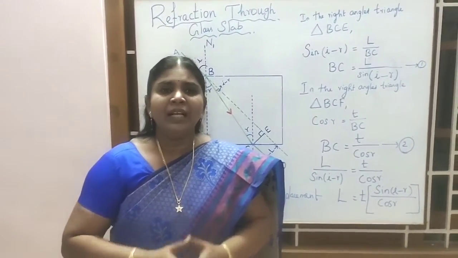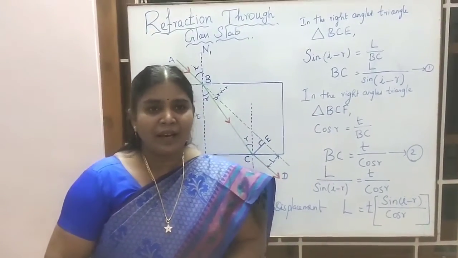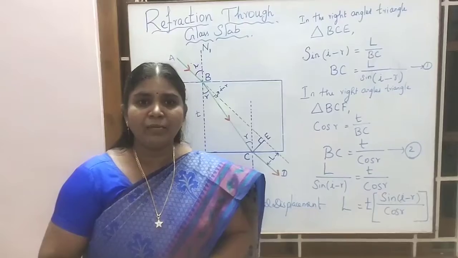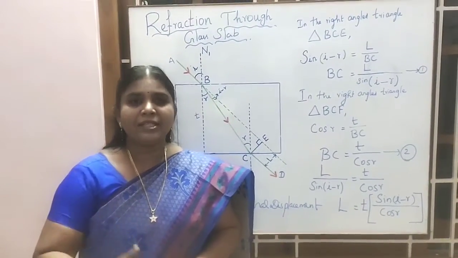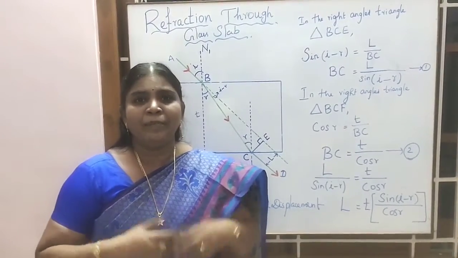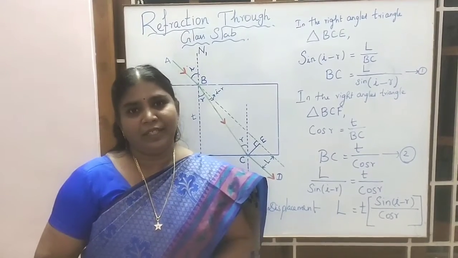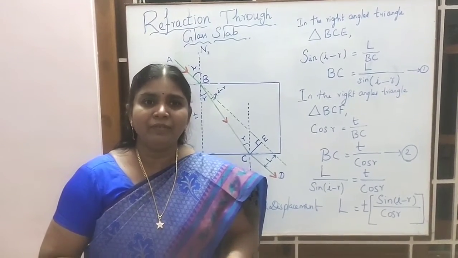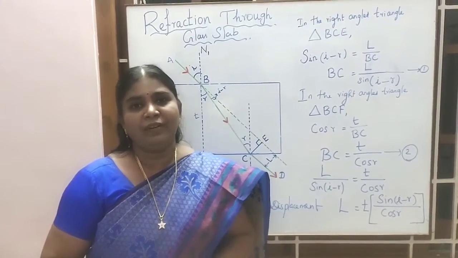Say for example, glass is a denser medium, but air is a rarer medium. What is the meaning of rarer medium? It is less dense. Compared to glass, air is less dense. Since density varies, the speed of light varies. If it is a denser medium, the speed of light will be less. If it is a rarer medium, the speed of light will be more.